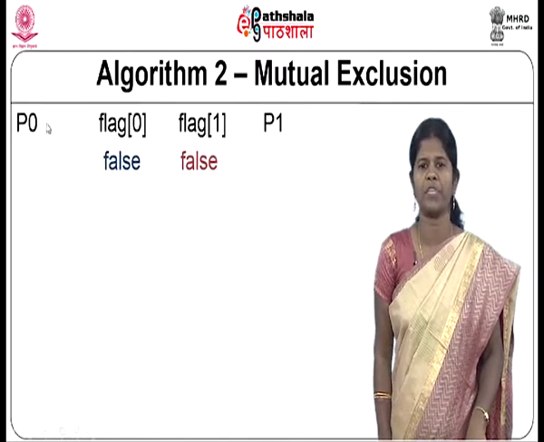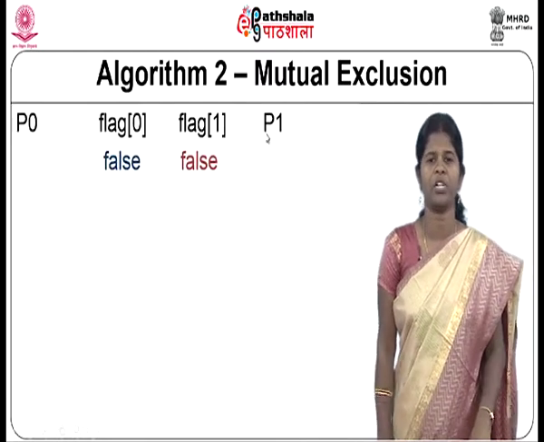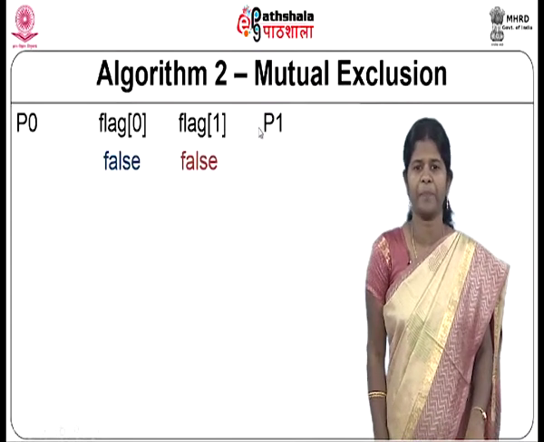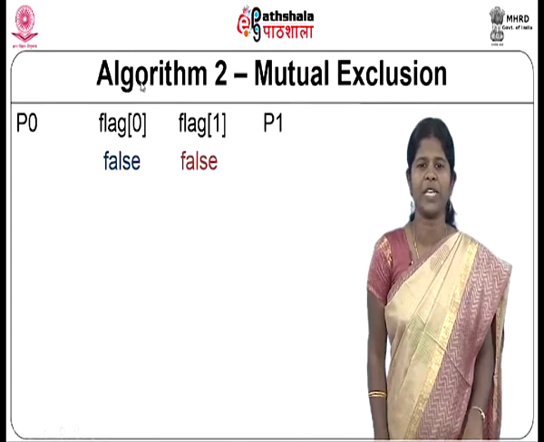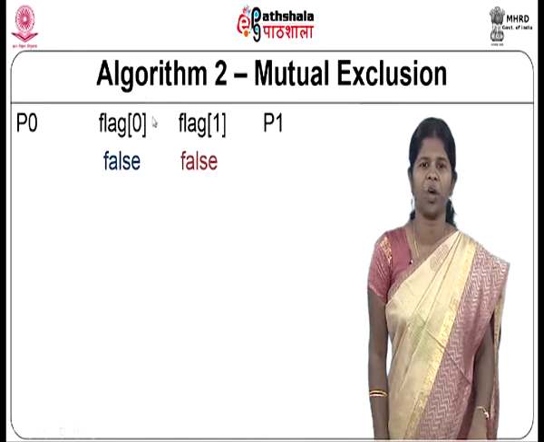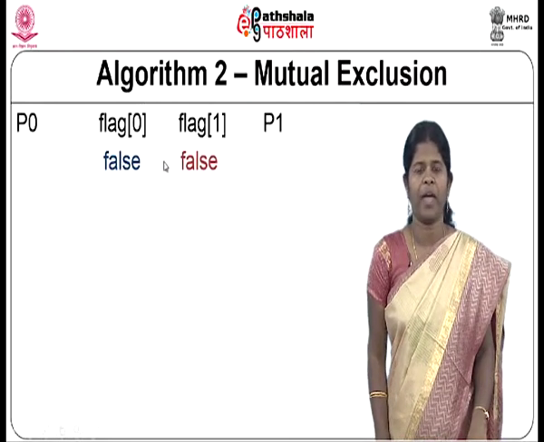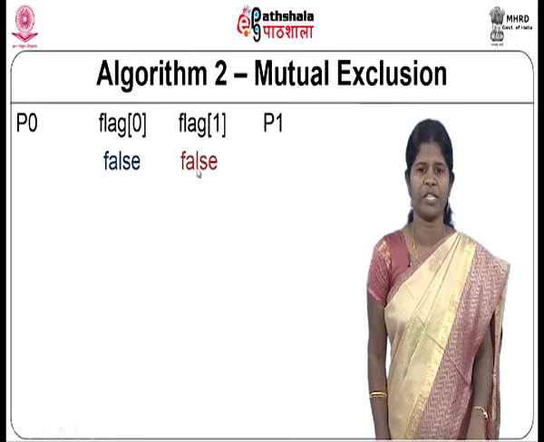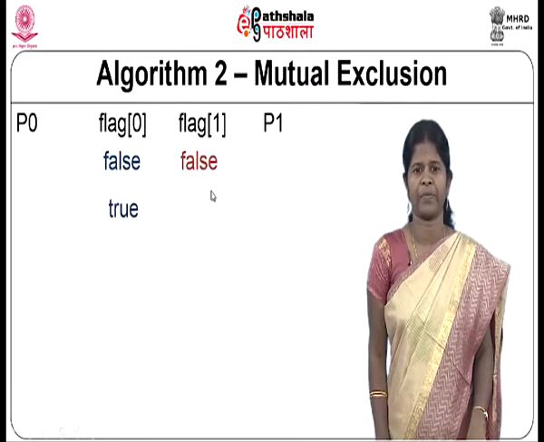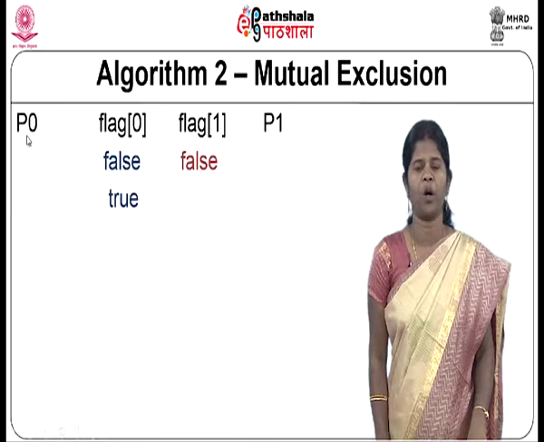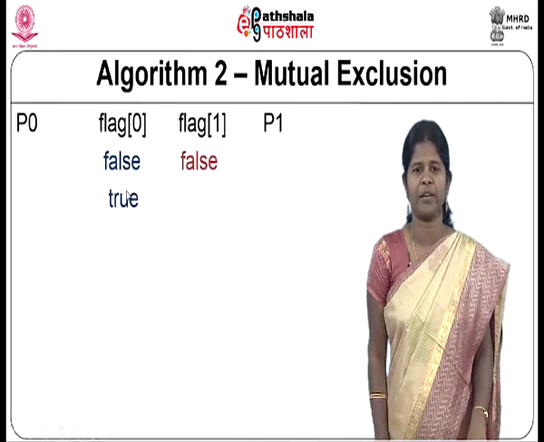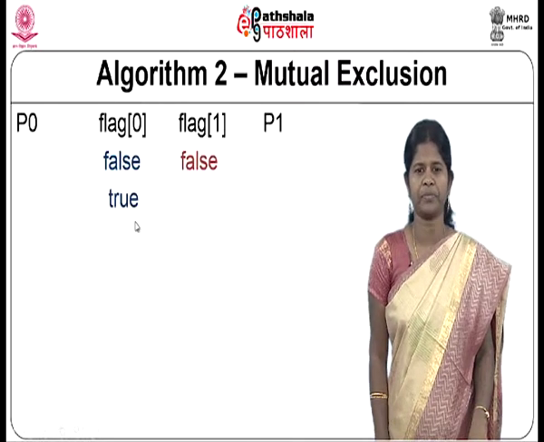You have processes P0 and P1 who are trying to execute this algorithm, and each process has its own variable called flag, flag of 0 and flag of 1, and both are initialized to false. This is the initial condition. Now P0 wants to enter the critical section, and it sets its flag, that is flag of 0, to true.